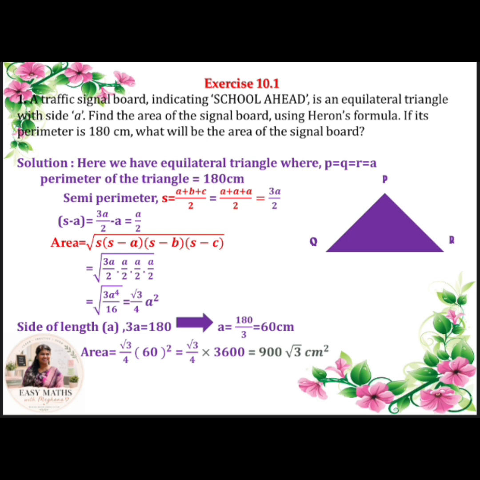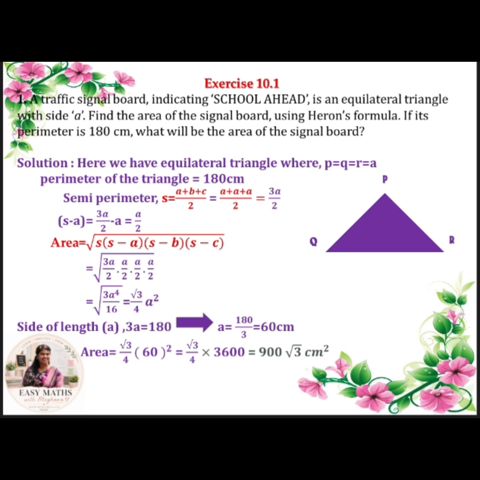Now to find the length of the side, I will substitute the value of A. Before that I have to calculate the value of A here. If the perimeter is 180 cm, and I divide by 3, I get the value of A as 60 centimeter, because perimeter is nothing but the outer boundary of any figure. Here you can take it as an equilateral triangle. So A is equal to 180 divided by 3, that is 60 centimeter.